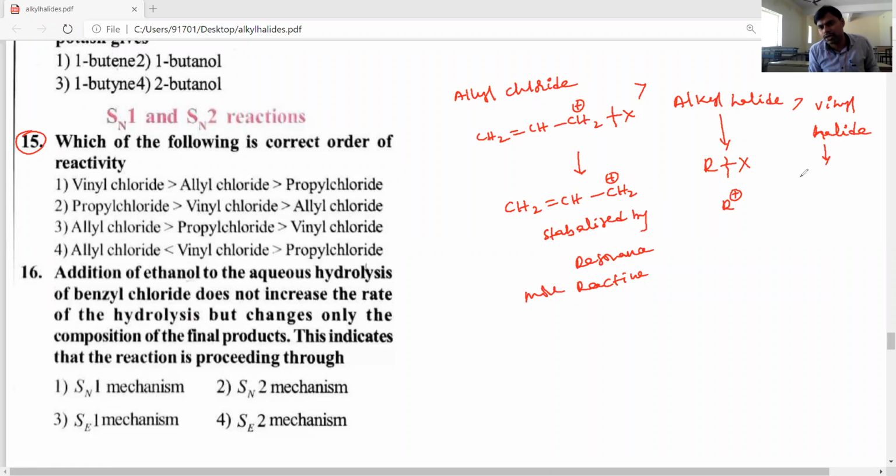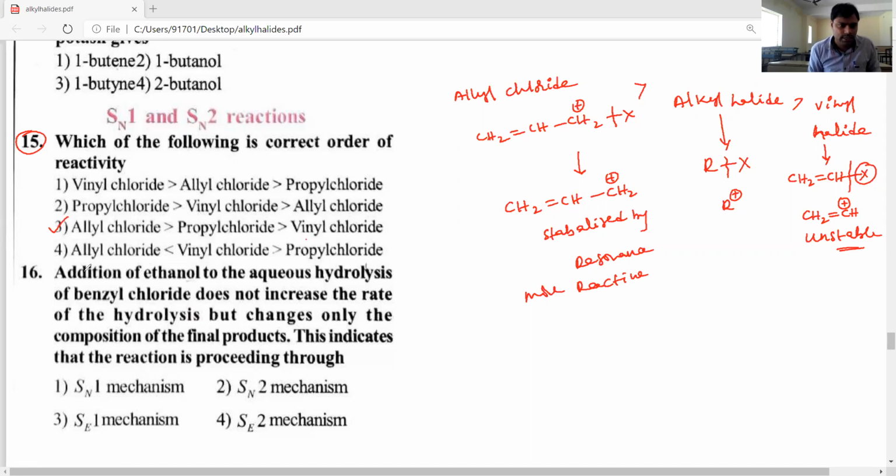Here vinyl halides, what are vinyl halides, dear students? CH2=CH-X, which means the halogen is directly attached to the sp2 carbon. It is known as vinyl halide. In vinyl halides, the resultant carbocation is unstable when compared to alkyl. That's why allyl chloride is more reactive than propyl chloride and then vinyl chloride. So the third answer is correct.